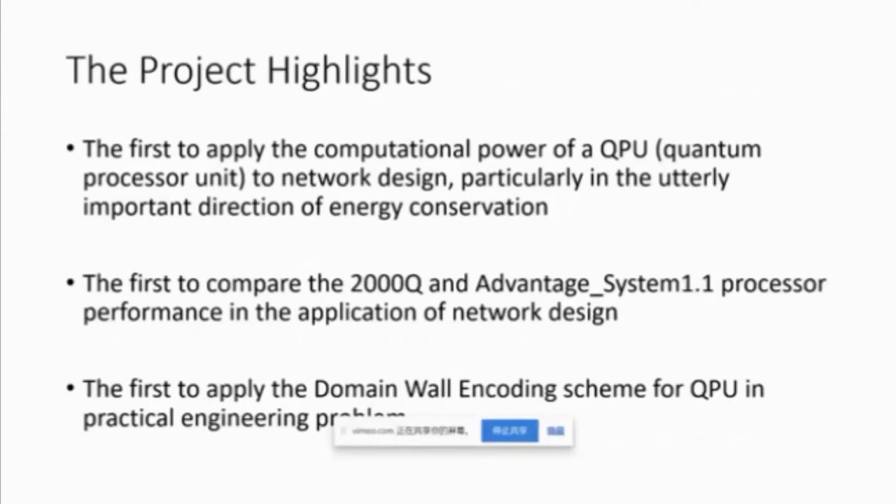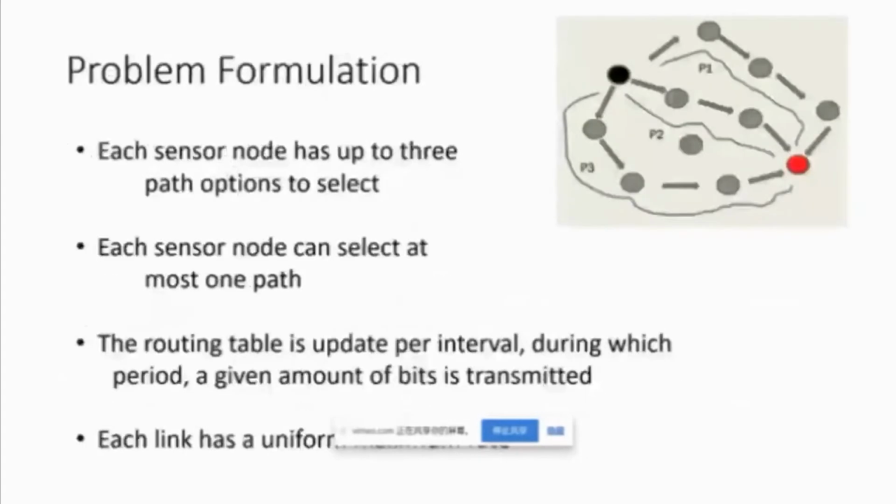Project highlights. It is the first to apply the computational power of a quantum processor to network design, particularly in the utterly important direction of energy consumption. Then it is the first to compare the 2000Q and Advantage system processor performance in the application of network design. Thirdly, it is the first to apply a domain-wall encoding scheme for quantum processors in practical engineering problems.